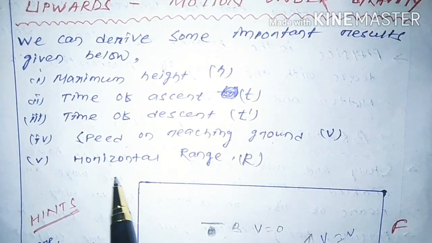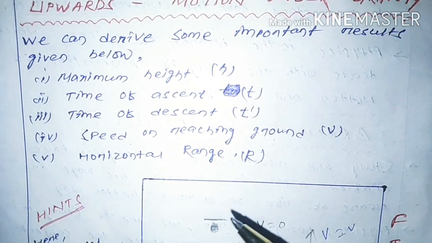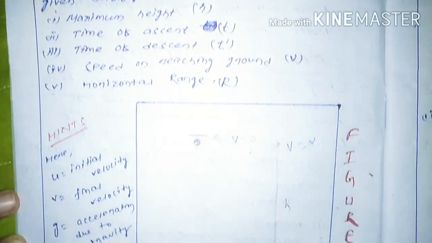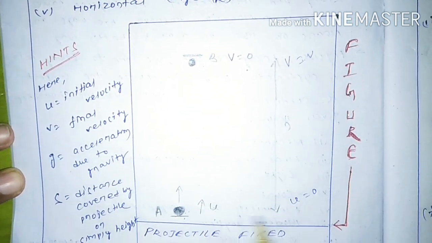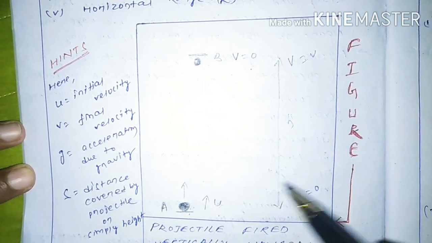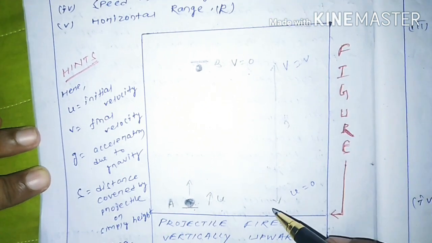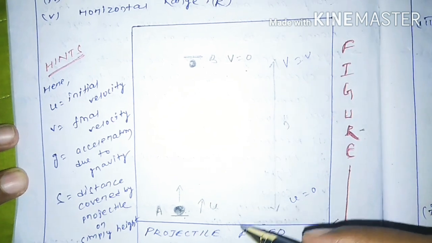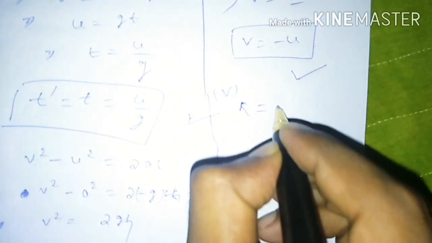Now we calculate the horizontal range. What do we mean by horizontal range? It is the distance traveled by the projectile in the horizontal direction. It travels in no horizontal direction, so the horizontal range is 0. So the answer is range equal to 0. We know the horizontal range R is equal to 0.